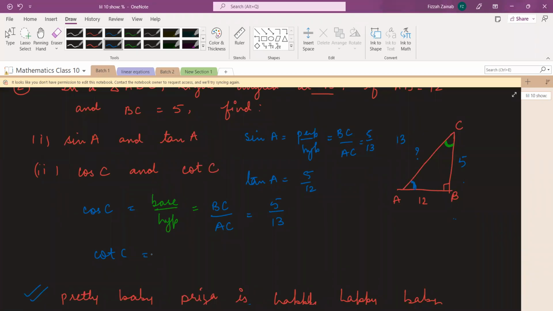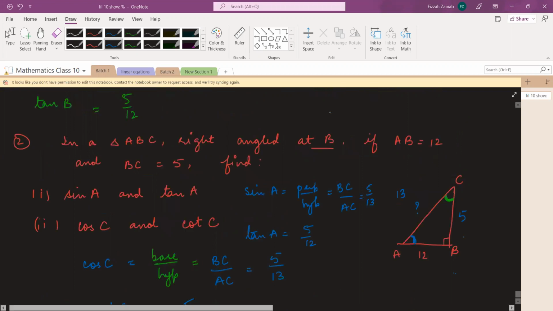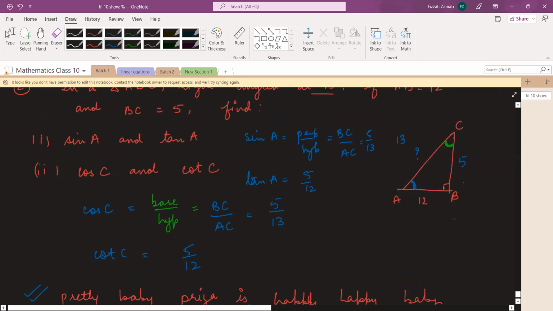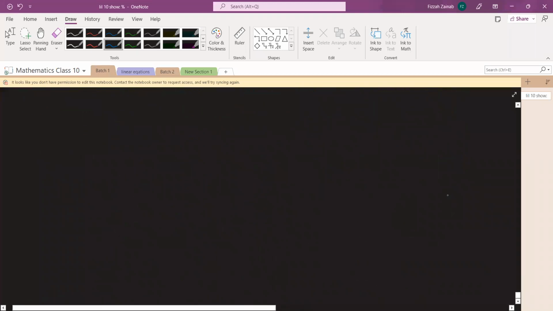Is it 5 by 12? 5 by 12, right? Okay, is everyone getting it? Yes, ma'am. So this is the second kind of question. Now, can you see the first kind of question where all three sides were given? Now, in the second kind of question, one of the sides was missing, right? So the additional step was using the Pythagoras theorem. Now, the third kind of question can be this.